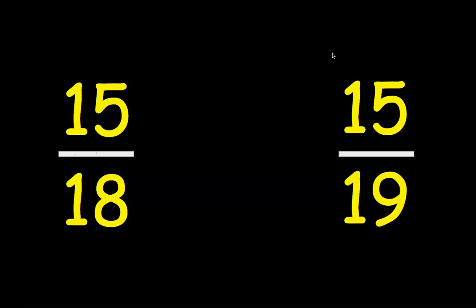15/18, 15/19. Pause, continue when ready. Right. How many slices do I eat here? 15. And over here, 15. So let's go and have a look at where the slices are bigger. Over here, we only shared the pizza amongst 18 people. Here we shared the pizza amongst 19 people. So the slices will be bigger there.